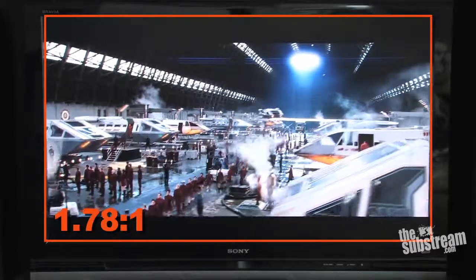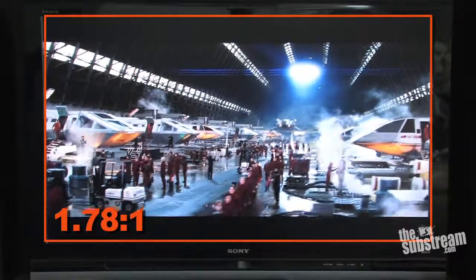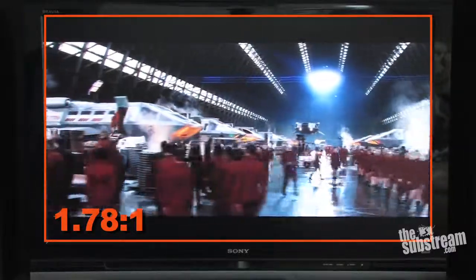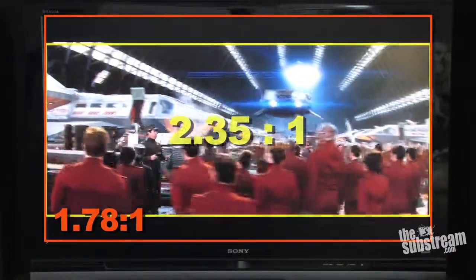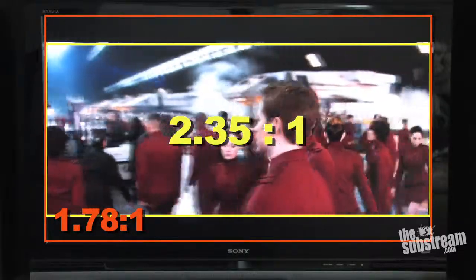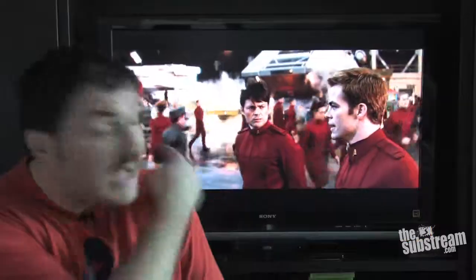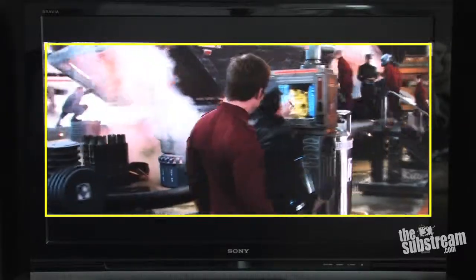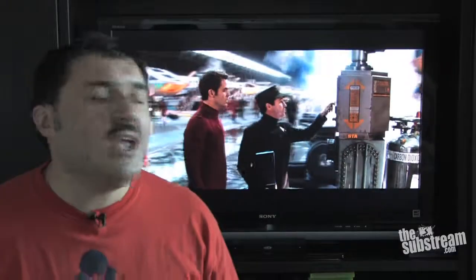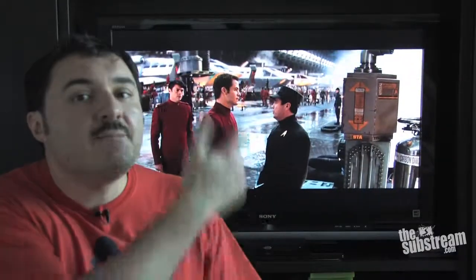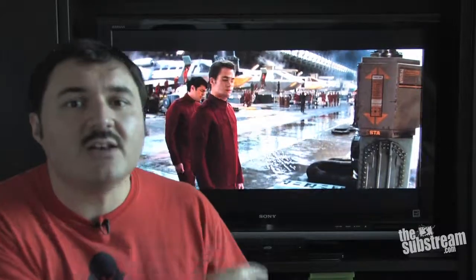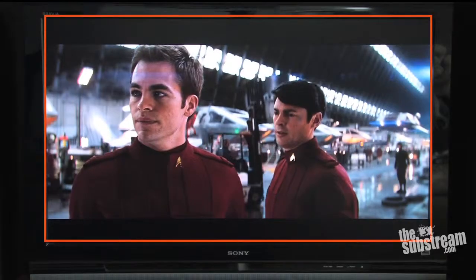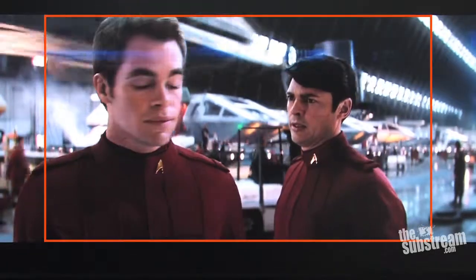Meanwhile, scope formatted films like the new Star Trek movie, which is shot using Panavision lenses with an aspect ratio of 2.35 to 1, look like this on your HD TV. Black bars running along the top and the bottom. This image is nearly 2.5 times wide as it is tall. So if you were to trim the sides of this image to make it fit the entire screen of your 16:9 HD TV, you'd be missing out on around 25% of the picture, which would suck.